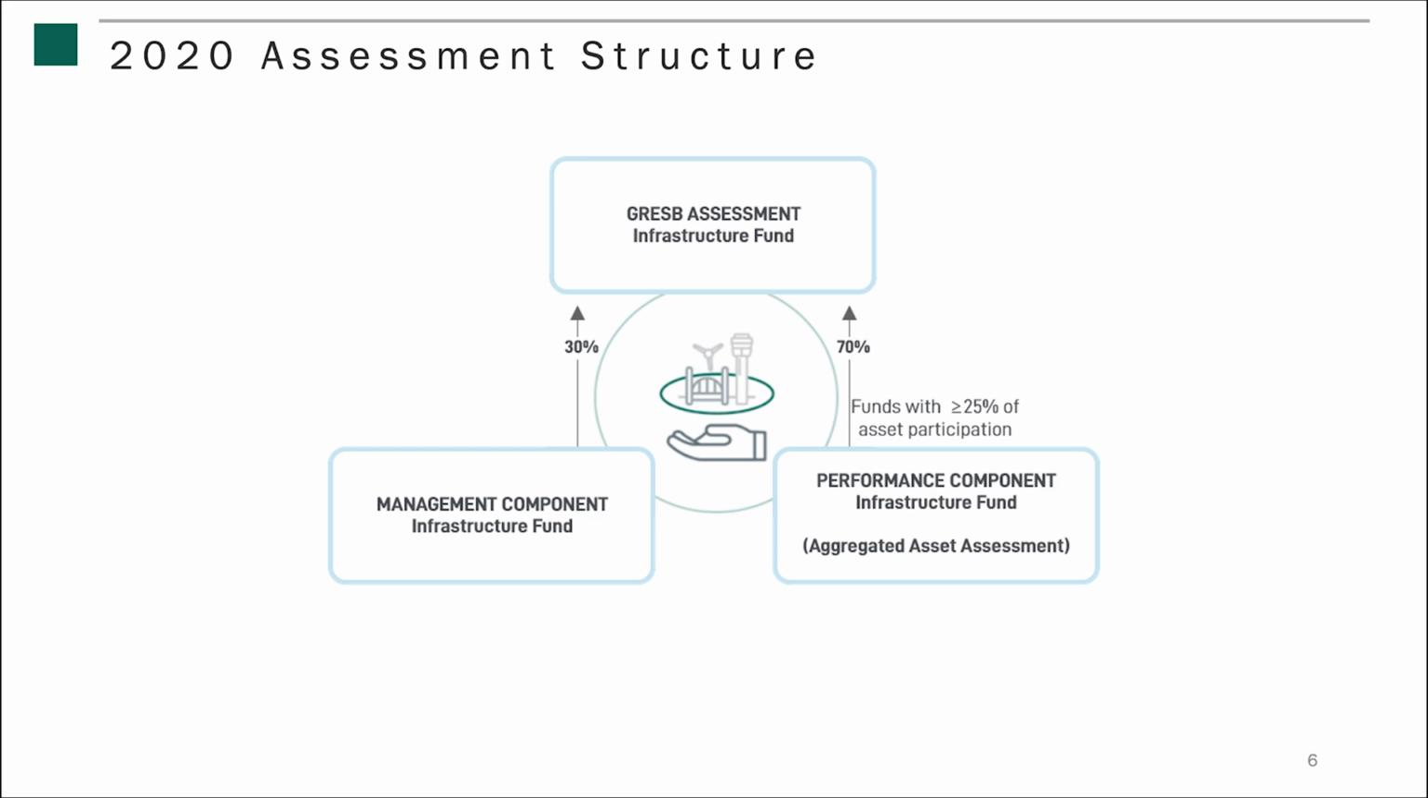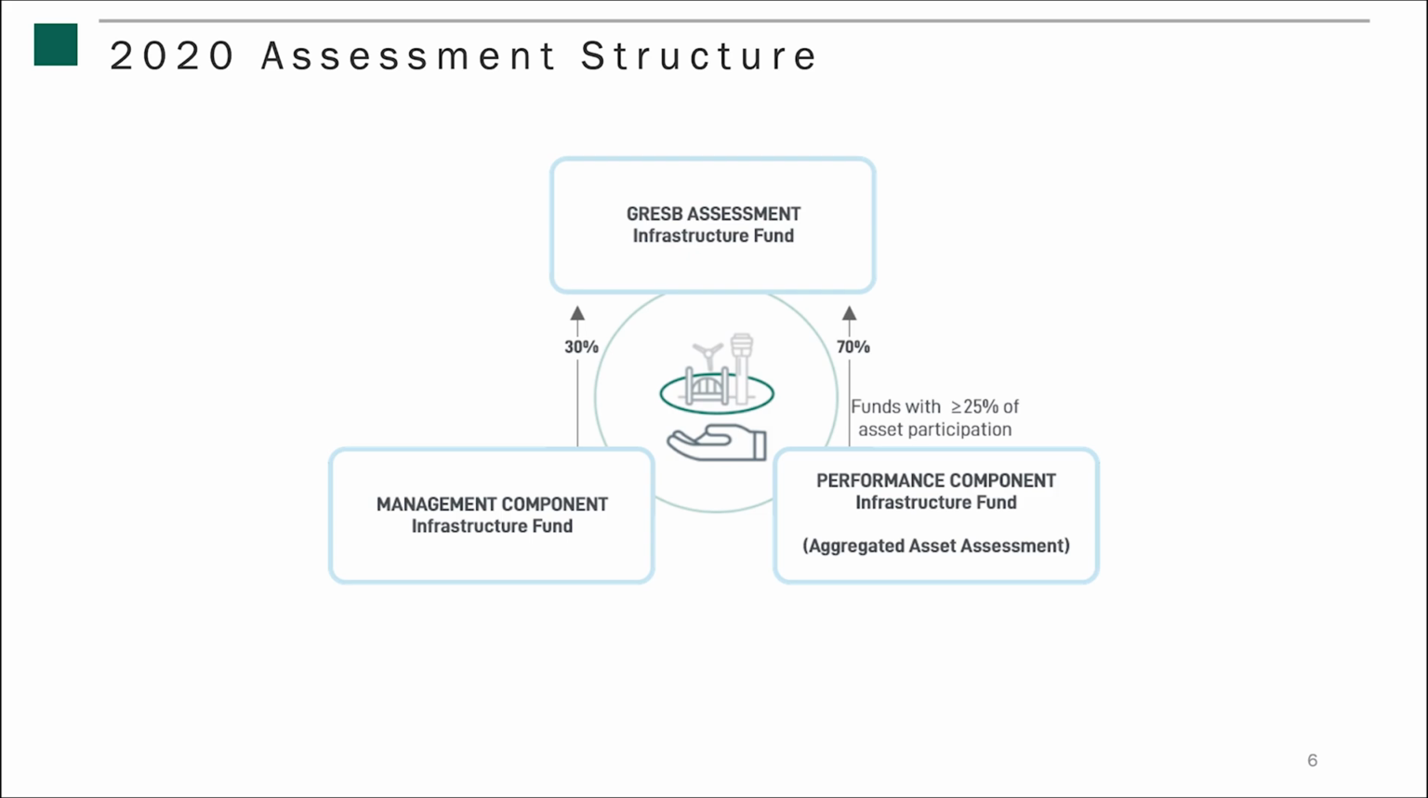It is good to note that the new split is in fact a formalization of the structure that was already in place. It does not alter the fund assessment itself, but it helps to clarify naming conventions and with an overall understanding of the assessment. 30% of the GRESB assessment infrastructure fund score is determined by the results of the management component infrastructure fund. The remaining 70% is determined by the underlying assets.